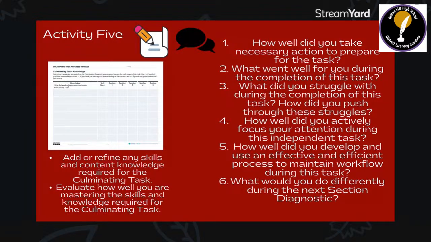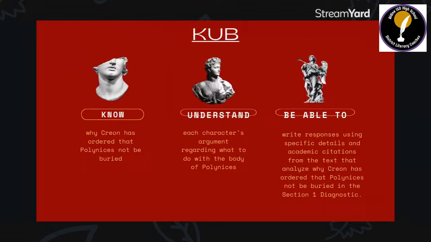And move on to the CUB. Okay, so one suggested CUB for this lesson is: students will know why Creon has ordered that Polynices not be buried. They'll understand each character's argument regarding what to do with the body of Polynices and be able to write responses using specific details and academic citations from the text to analyze why Creon has ordered that Polynices not be buried in the Section 1 diagnostic.